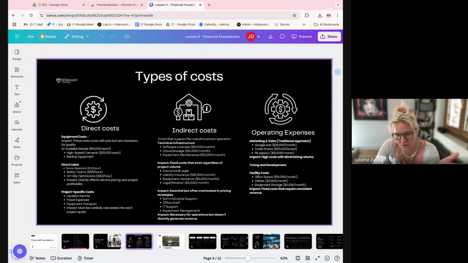So they need to pay for software licenses. That happens. They can't just stop because they've got stuff in the cloud and so on, right? That still goes on. They've got cloud storage. They've got equipment maintenance. These things need to be constantly looked after to keep them on the road. They also have fixed costs in terms of insurance, legal, liability insurance, all of that kind of stuff that has to be paid for. You can't suddenly stop if you're not going out into the field, right?